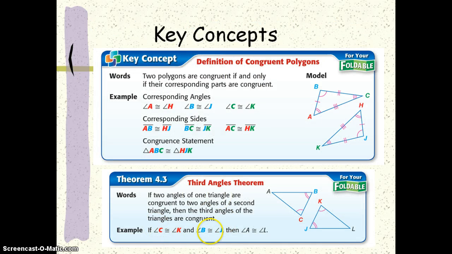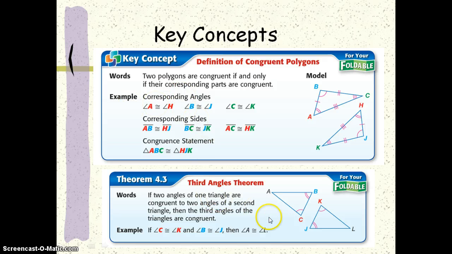So here are the key concepts that we went over today. We learned the definition of congruent polygons, that the angles and the sides have to match up in order for them to be congruent polygons. And we specifically learned this about triangles because that is what our chapter is about. So the three angles have to be congruent to the three angles of the other triangle, and the three sides have to be congruent to the three sides of the other triangle. Anytime you're matching up the sides and angles, they're called corresponding.